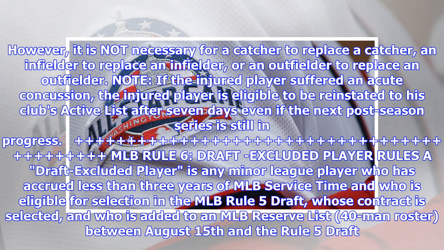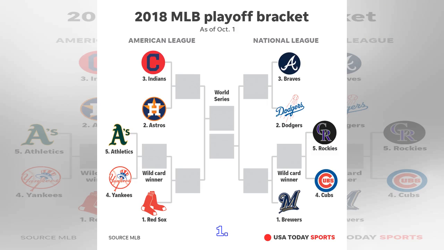MLB Rule 6, Draft-Excluded Player Rules. A draft-excluded player is any minor league player who has accrued less than 3 years of MLB service time and who is eligible for selection in the MLB Rule 5 draft, whose contract is selected, and who is added to an MLB reserve list 40-man roster between August 15th and the Rule 5 draft.